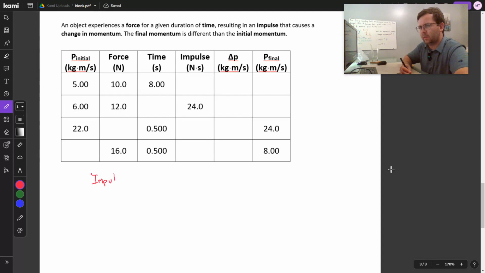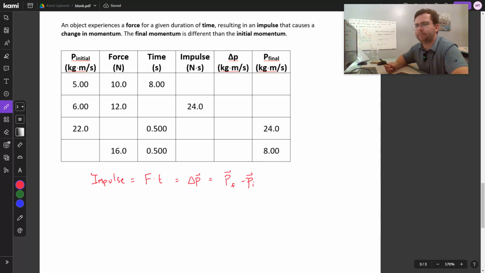Impulse is equal to force times time, which is equal to the change in momentum, which is equal to the final momentum minus the initial momentum. Okay, so we can right away remember that these two, impulse and the change in momentum, are equal. So whatever one cell is, the other one will also be equal to it. Unfortunately, we only have one that we know of to go ahead and fill in, but we can quickly find some more here.